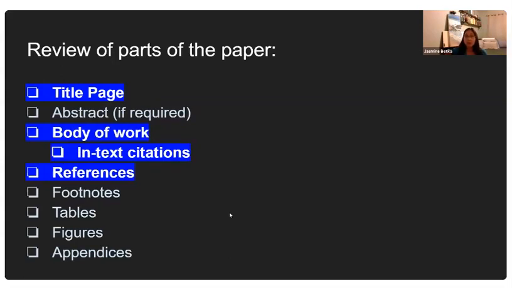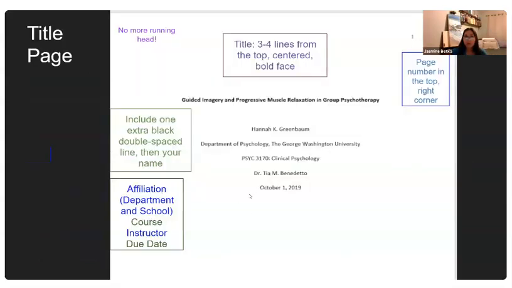So let's review some of the parts of the paper. Today we're going to cover the title page. We're going to go over some of the body of work, and we're also going to look at the reference page. So in APA 7th edition, if you're used to APA 6th edition, there used to be a running head up here on the left. There's no more running head for students' papers in APA 7th edition, so definitely don't worry about that.